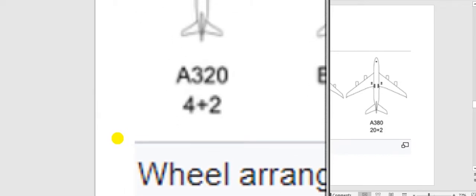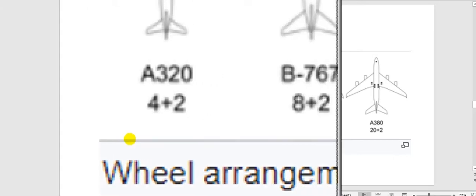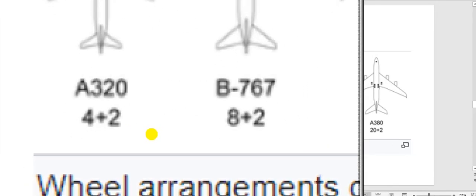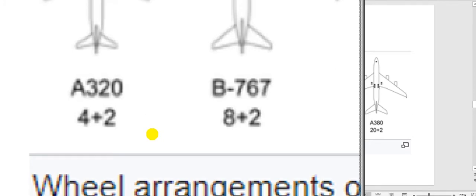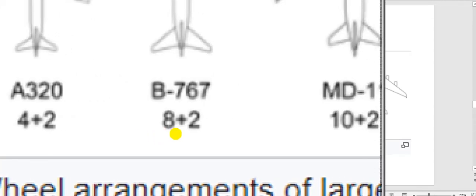Two wheels at the nose landing gear, and four for the main landing gear. The left has two wheels, the right has two wheels. Here is a wide body. The main landing gear must carry more load than the A320. So the nose has two wheels, and the main has eight, four in each landing gear. The left landing gear has four wheels. This is called a bogie, and the other has four wheels.